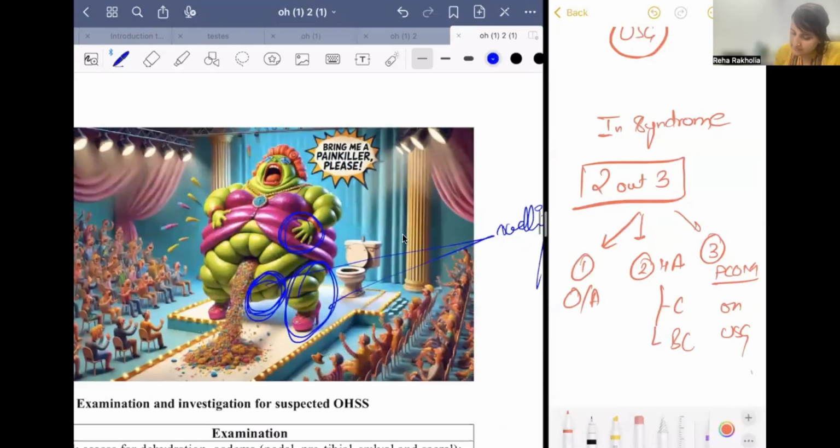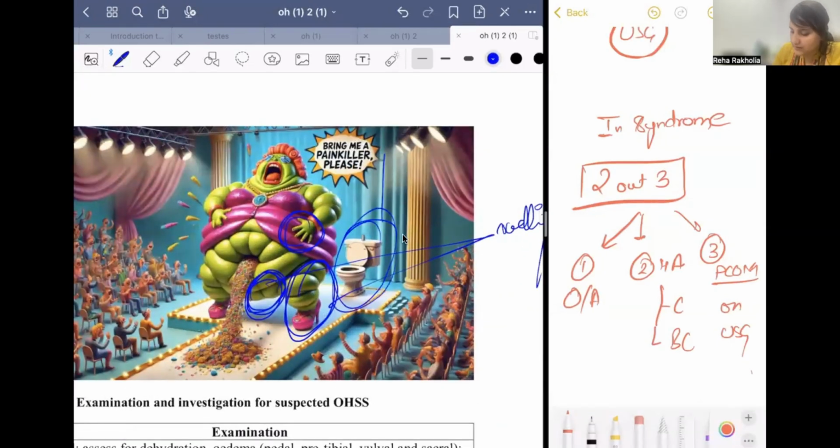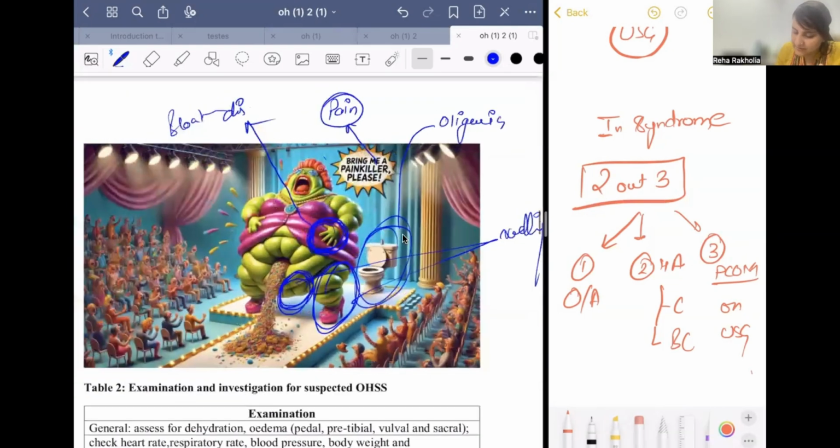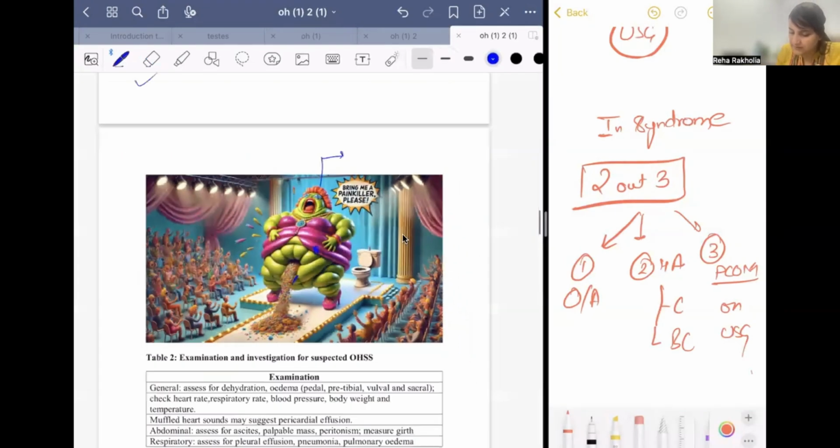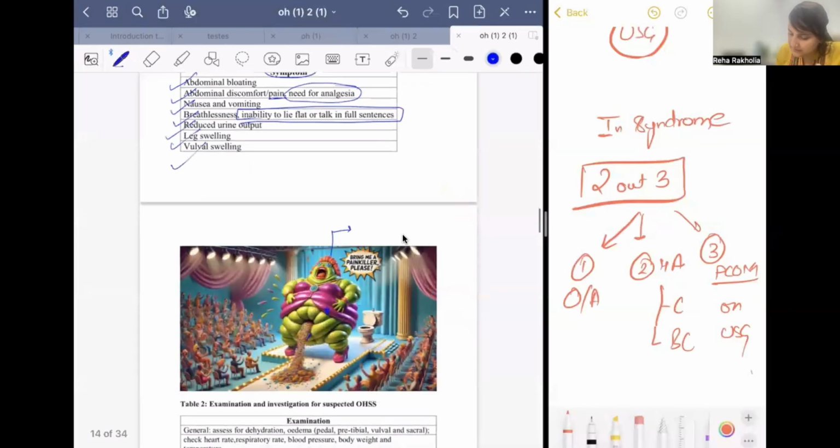Another thing is, see, I have made a toilet. This is so oliguria. She's saying, bring me the painkiller, meaning she's having pain. See, her hands are on her abdomen. So discomfort is there and bloating in the abdomen is there. She's unable to lie flat and she's shouting that she's unable to lie flat. So basically dyspnea, breathlessness is there.